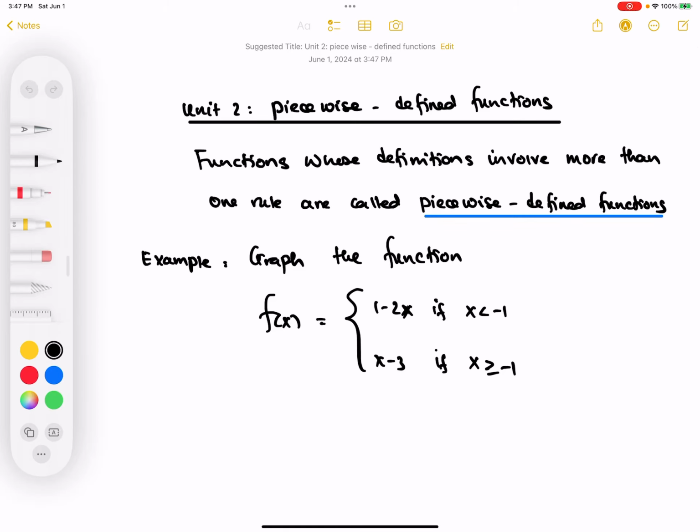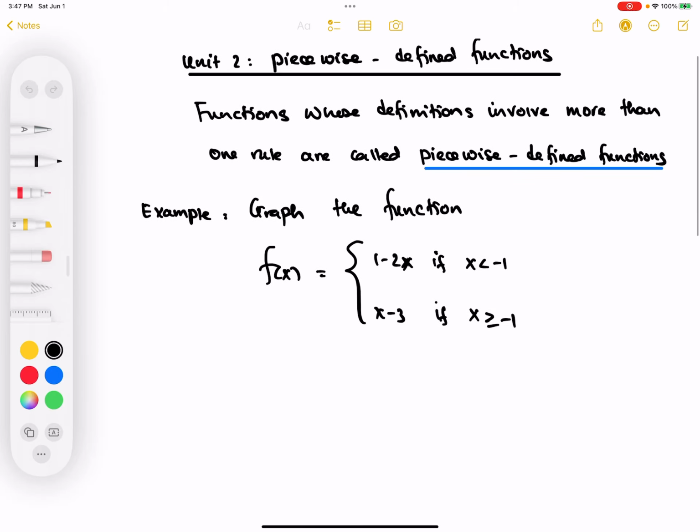All right, let us discuss piecewise-defined functions. Functions whose definition involves more than one rule are called piecewise-defined functions. In our previous discussion, for example, a quadratic function is represented by one rule, but in the case of a piecewise-defined function, depending on the interval, we can have more than one.